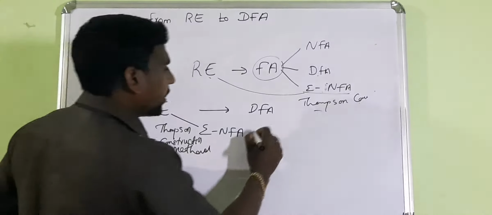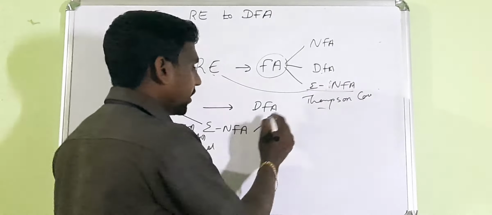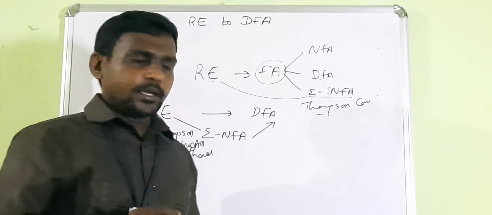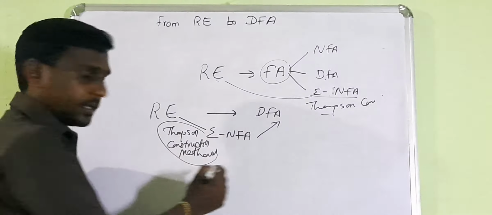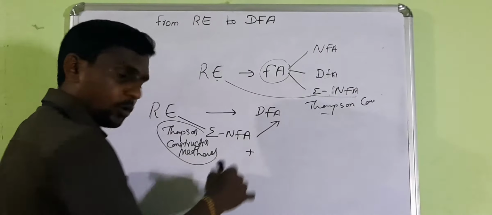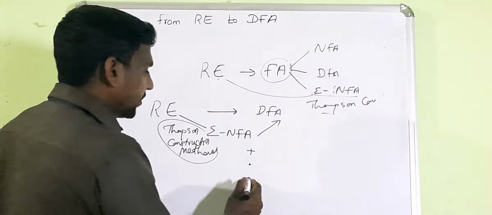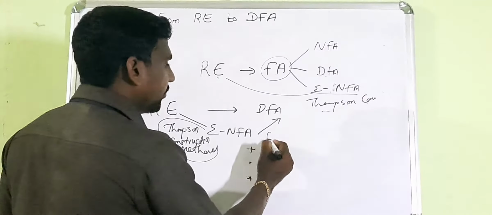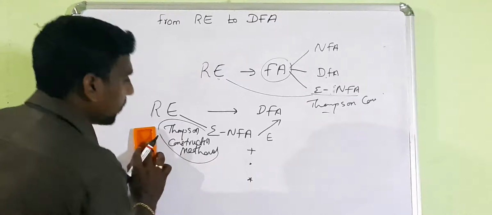Then epsilon NFA to DFA. In the first unit I taught you how to convert epsilon NFA to DFA. Hope you remember, that is finding the epsilon closure. You know what the Thomson construction method is, right? If it is plus, we have one format. If it is concatenation, we have one format. If it is star, we draw one format. So we want to find the epsilon closure of each state, and I will explain that with one problem.